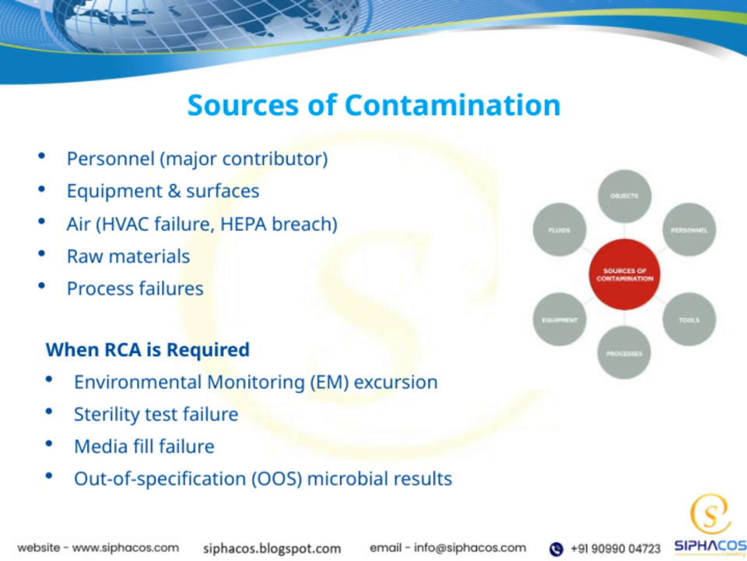Now, let's talk about the sources of contamination that contribute to these problems. One of the major contributors is personnel. People are often the biggest risk factor. Equipment and surfaces can also harbor microbes if not properly cleaned or maintained. Air quality is another critical factor. Failures in HVAC systems or breaches in HEPA filters can allow contaminants to enter the clean environment. Raw materials, if not properly tested or handled, can introduce microbes or particulates. And finally, process failures. Any deviations or errors in the manufacturing process can compromise the entire product.